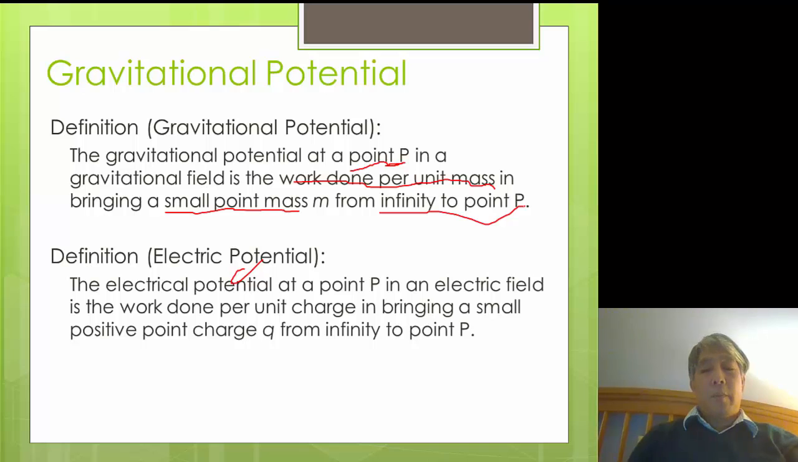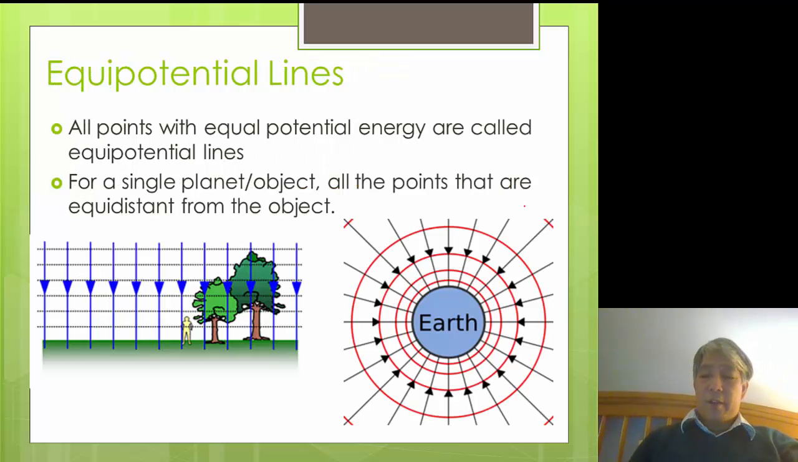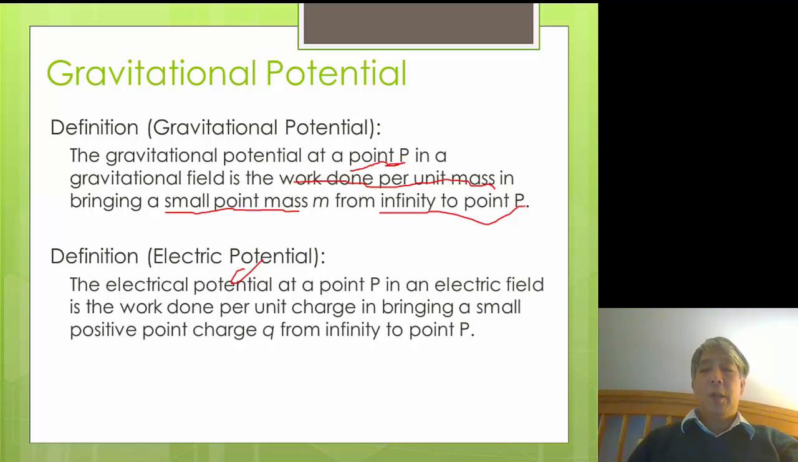The small point mass is important because if it was a large mass, I'd have to worry about measuring to the center of that mass. If you just say work done, that's energy, not potential. Work done per unit mass is important. And then the infinity to point P is basically how it's calculated. We have a similar formula for electric potential, just replacing masses with charges, and electric field instead of gravitational field.